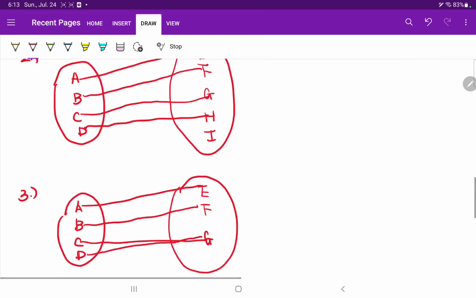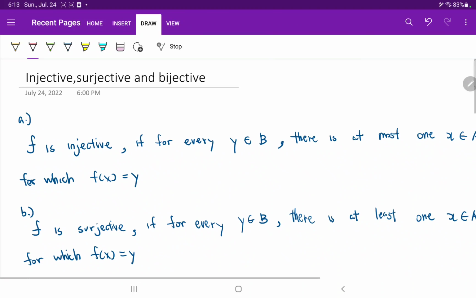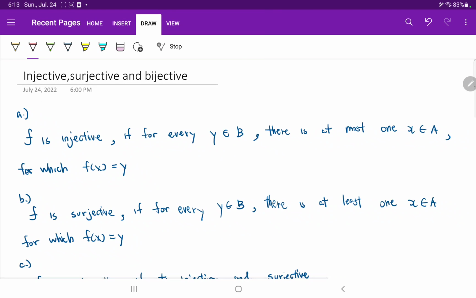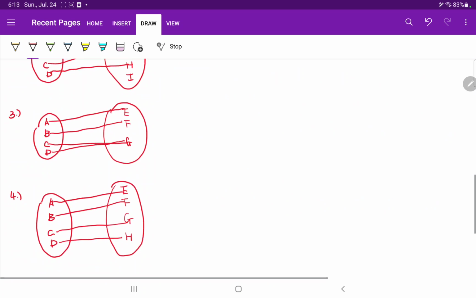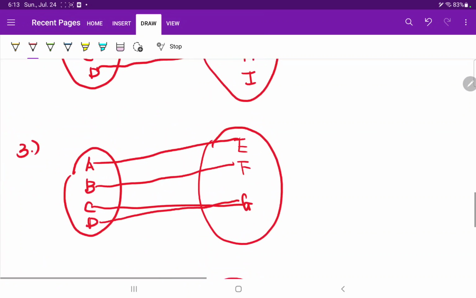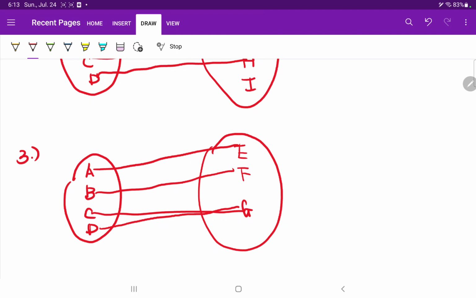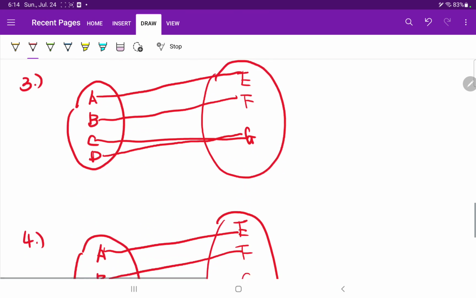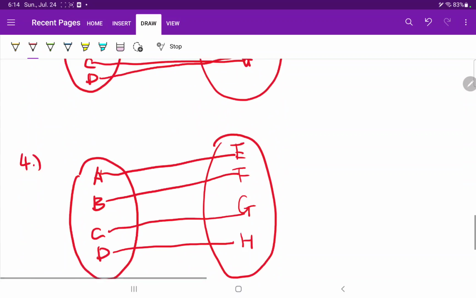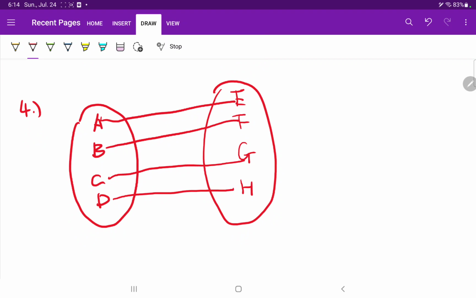In our injective function definition, if we recall, it says that there's at most one element x in A for which f(x) equals y. And here we have two, which is C and D connected to G. So therefore it's not injective, but it is surjective because every element in B has some element in A. Every element in our codomain has some corresponding element x in our domain, right? So it's surjective but not injective. So let's take a look at our last example.